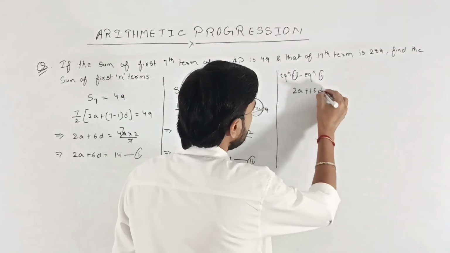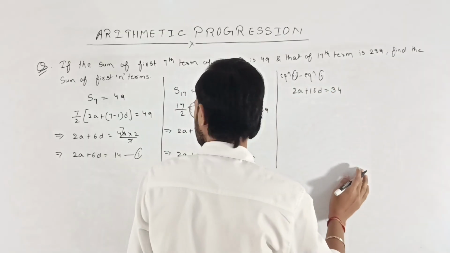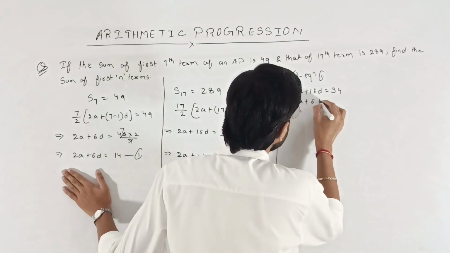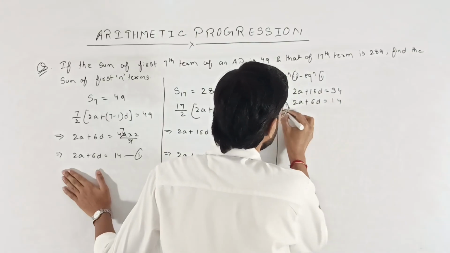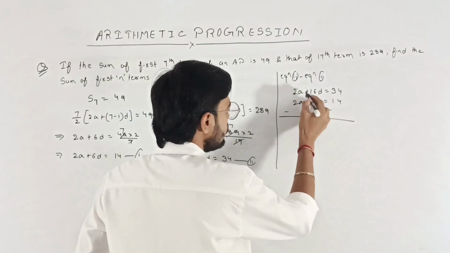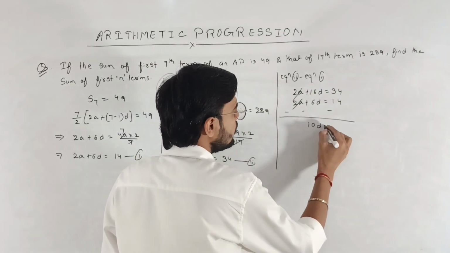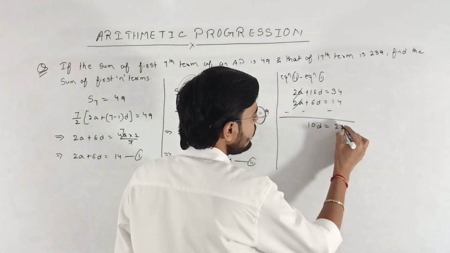2a plus 16d is equal to 34. Equation first is 2a plus 6d is equal to 14. Now subtract this one. Then 2a is cancelled. Now 16 minus 6 is 10d is equal to, this is 20.